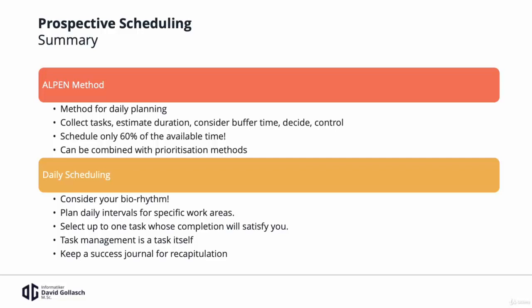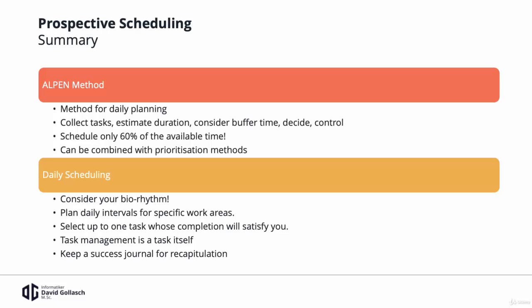So first of all, you have to collect all the tasks, so the activities. Then you have to estimate the duration, so find out the length of each of those activities. Then you're planning buffer time over the day by ensuring not to just schedule 60% of the available time of the day. Then you eliminate all the tasks that you're not going to do today, and you need to have a follow-up session referring to the next day.